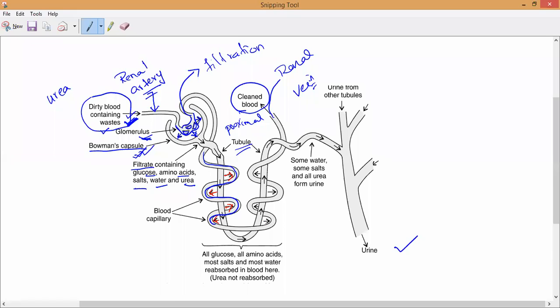What is the meaning of this arrow? Can anyone please tell? Dina, Pranav, Arya. What is the meaning of this arrow? It means reabsorbed. Have you noticed it? All the glucose, amino acids, most salts and most water are reabsorbed into the blood here, except urea. Urea is not reabsorbed. It is passed along with some water and some salts, and all the urea from this liquid is carried to the urinary bladder.